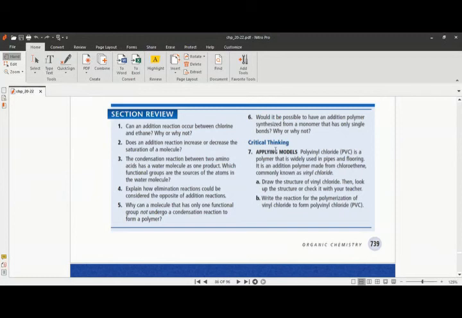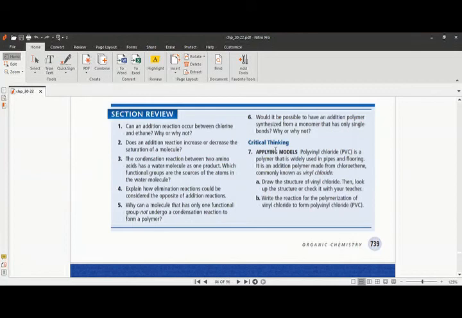Number four: explain how elimination reactions could be considered the opposite of addition reactions. And by the way, I said this before while explaining this part. An elimination reaction results in the formation of a double bond, while the addition reaction results in the loss of the double bond. So in elimination, the saturation decreases, while in addition, an increase in saturation occurs. Elimination means you decrease, addition means that you increase.